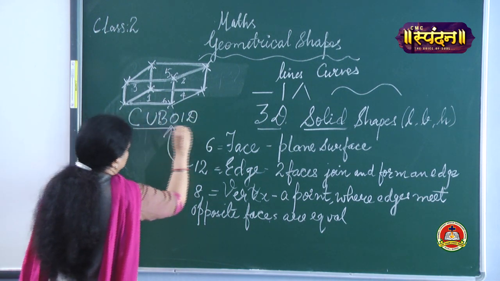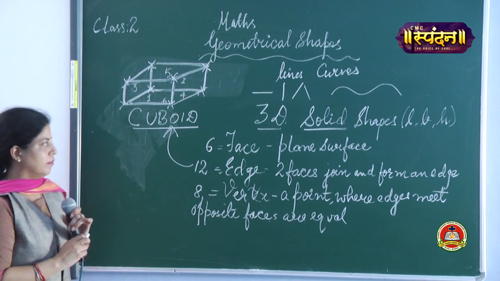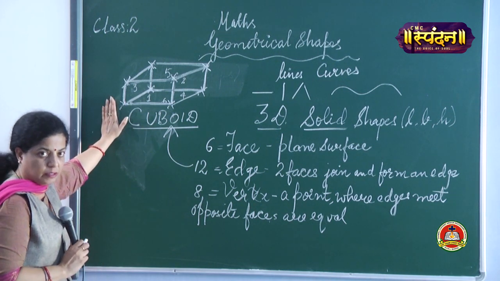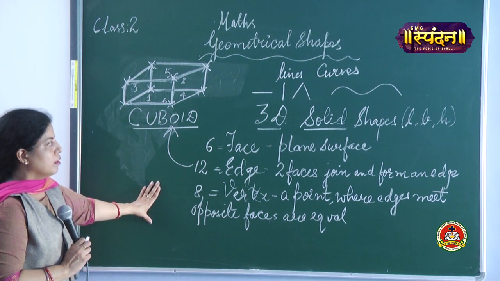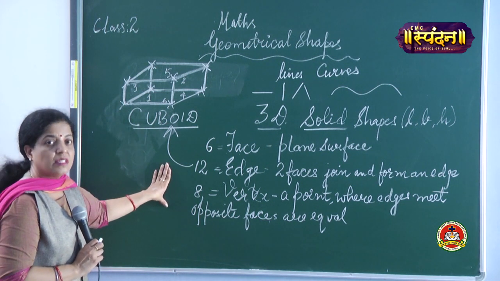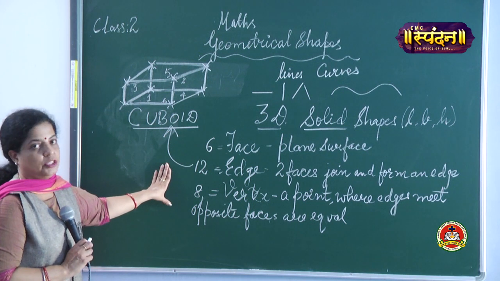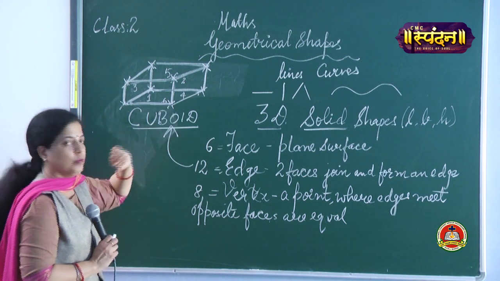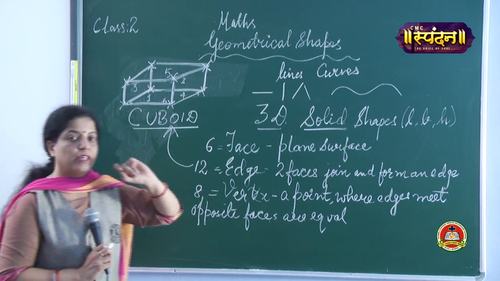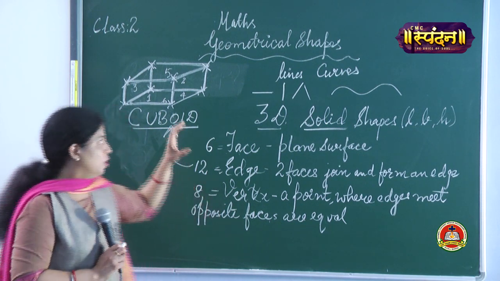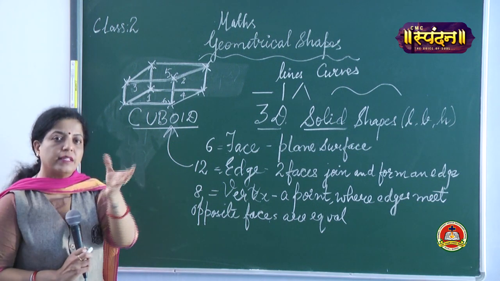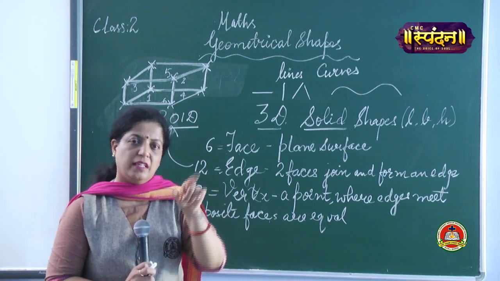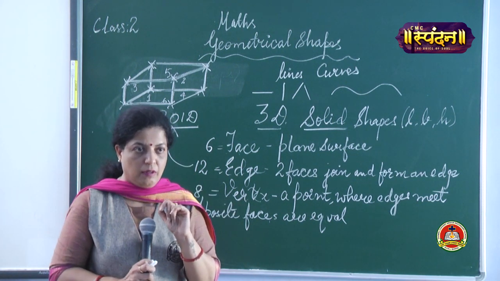This is the first solid shape which I have explained to you. Hope it is clear. Okay. So, very similar to this is our next solid shape. Its name is cube, but the point of difference is that in a cuboid the opposite faces are equal, while in a cube all the 6 faces are equal. I will show you how.